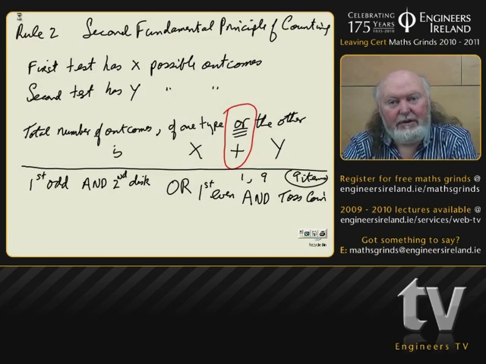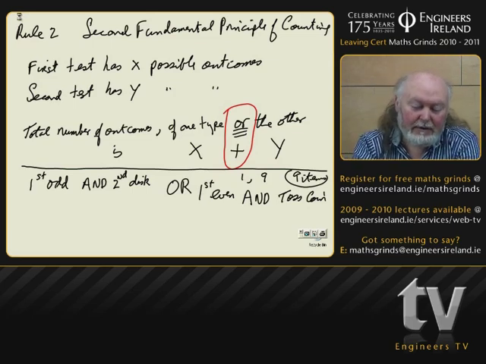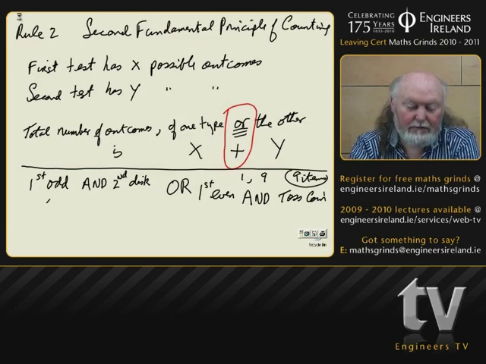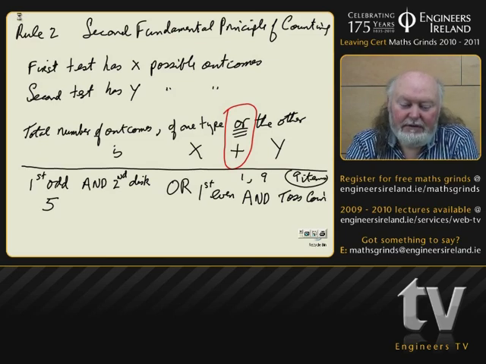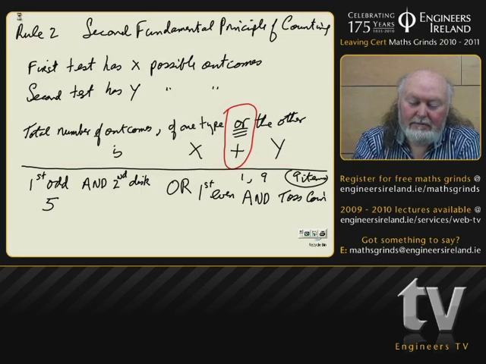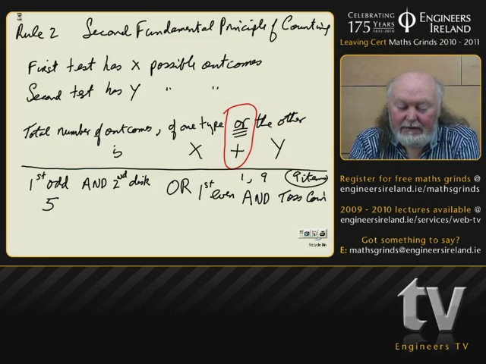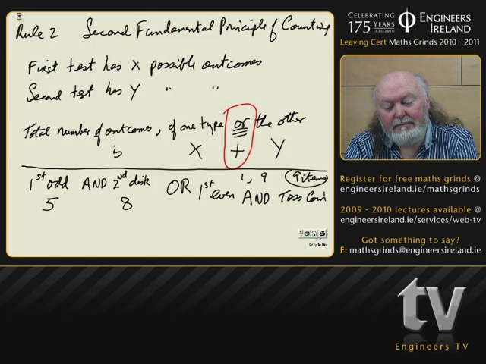So how many odd numbers are there from 1 to 9 inclusive? There are 5 of them. So what's the possibility here? 5 possible odd numbers. Once we've pulled one of the 9 discs, there are 8 remaining. So pulling a second disc is 8 possibilities.